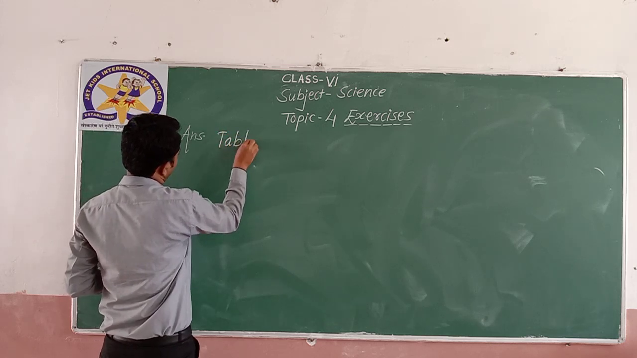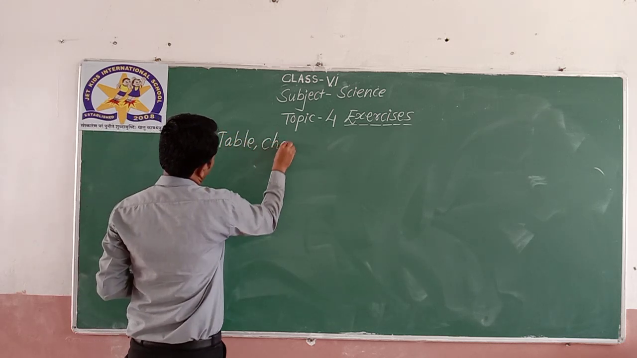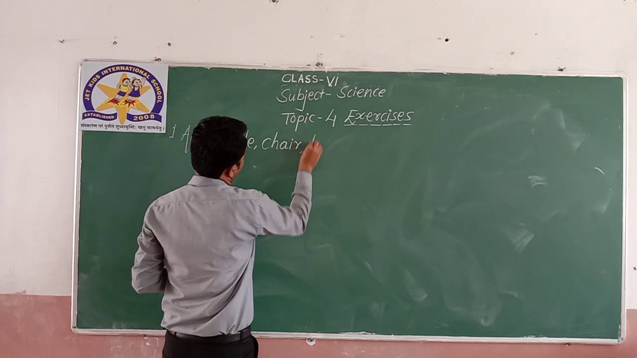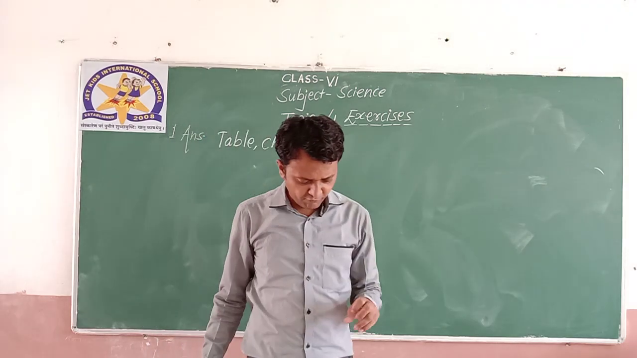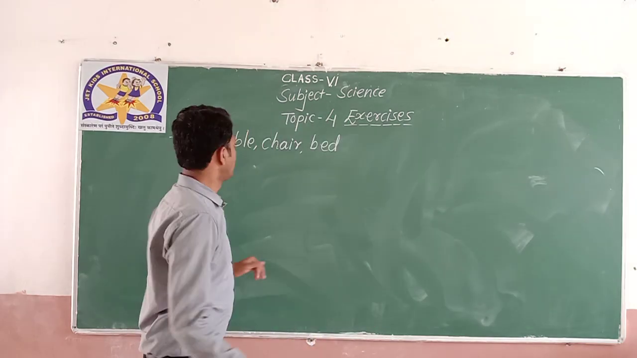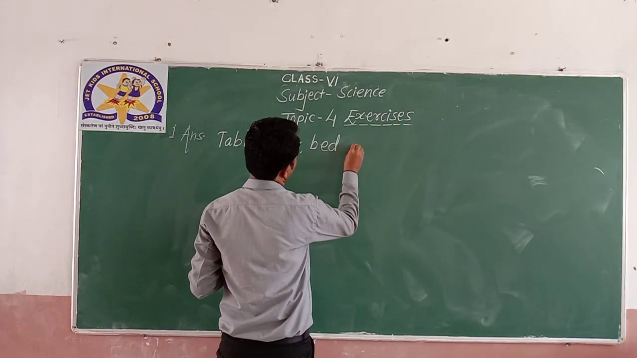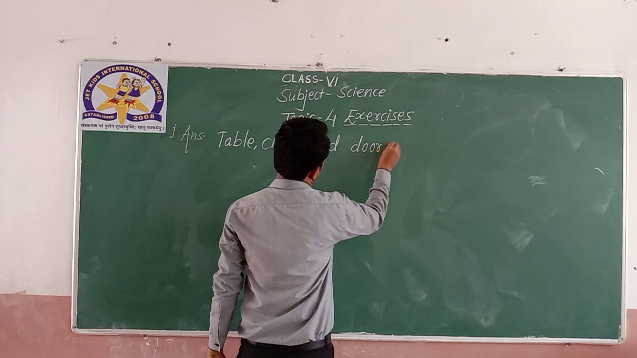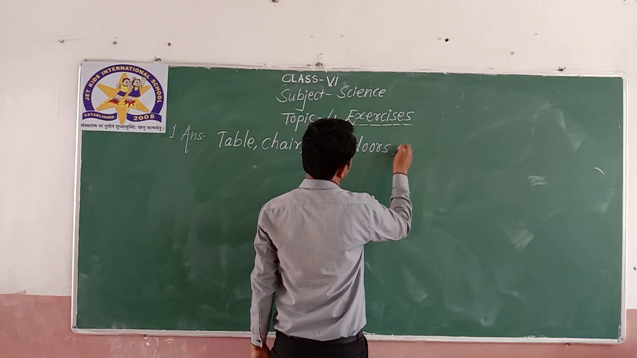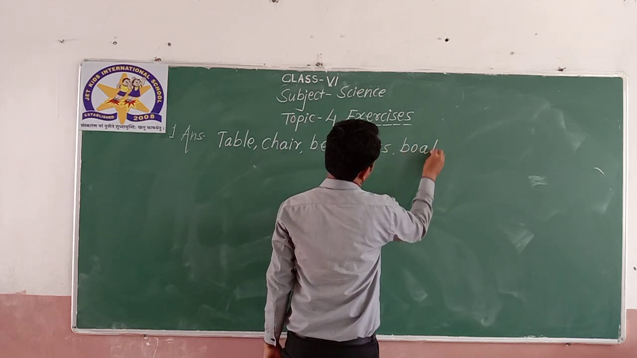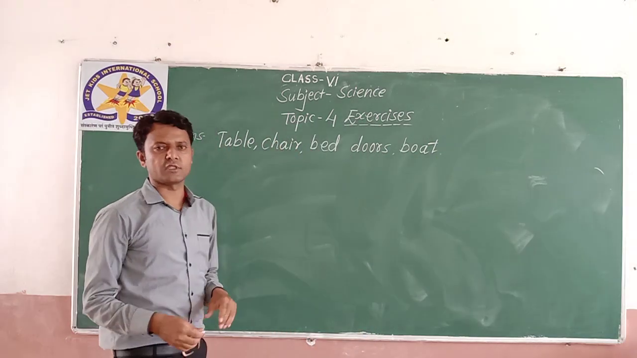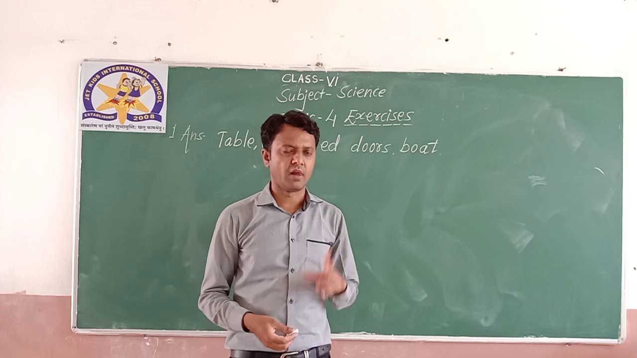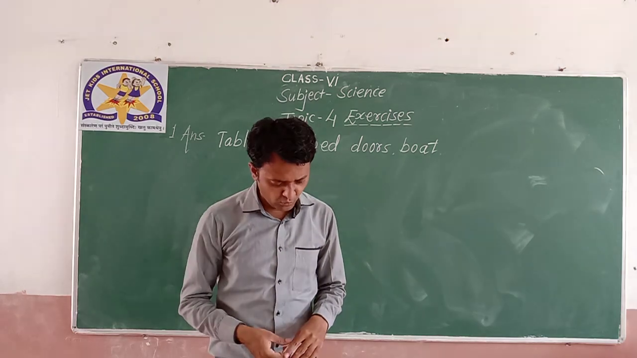Table, chair, bed. How many objects have they given? 5 objects. Okay. Doors you can see, and board. These are the 5 objects which are made of wood. Simple. Moving on, question number 2.